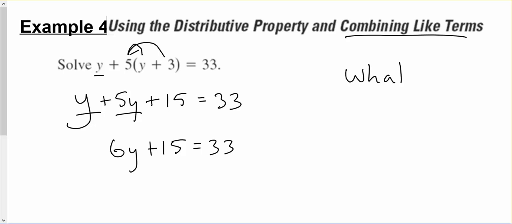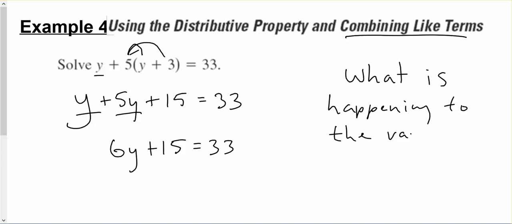What's happening to the letter? Always ask ourselves that. So it's being multiplied by 6 and it's being added by 15. And we want to work our way backwards through the order of operations when we're solving equations, and that's by using inverse operations. So we're adding 15 and we're multiplying by 6. So if I'm working my way backwards, I want to undo the addition and subtraction before I undo the multiplication and division. So I want to undo adding 15.